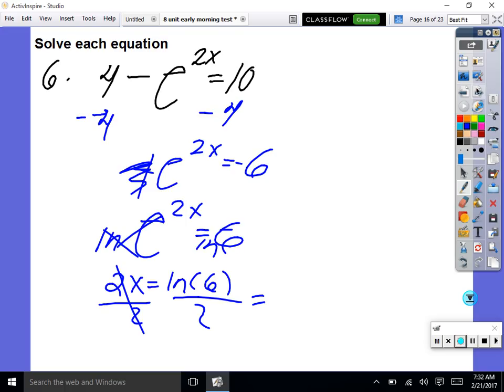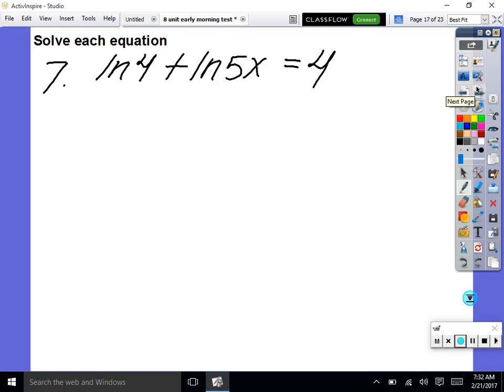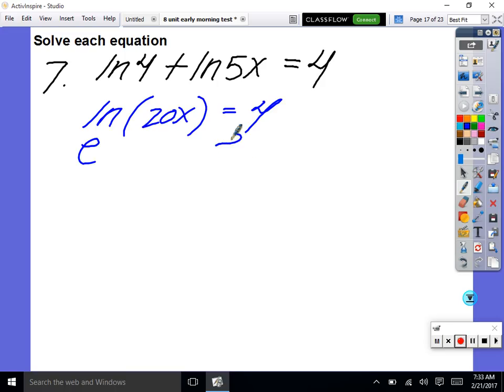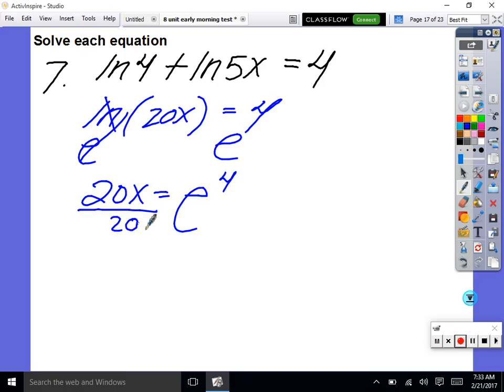Okay. Next one. Solve each equation. We have 2 ln's, so we need to put the ln's together using properties of logs. Wouldn't you multiply those? So ln of 20x equals 4. And now because you put the ln's together, you can undo ln. So you e both sides. So 20x equals e to the 4th power. Divide by 20, divide by 20. And that's the answer you'd show me, and the decimal. Does that make sense?